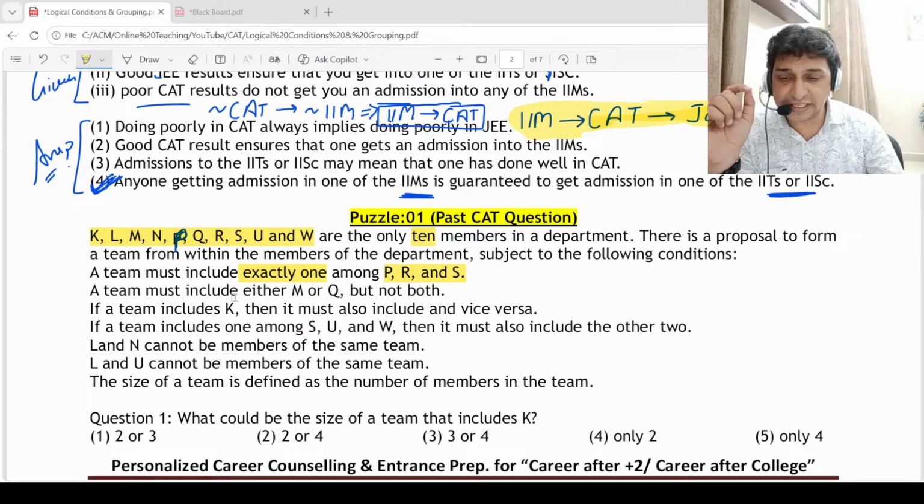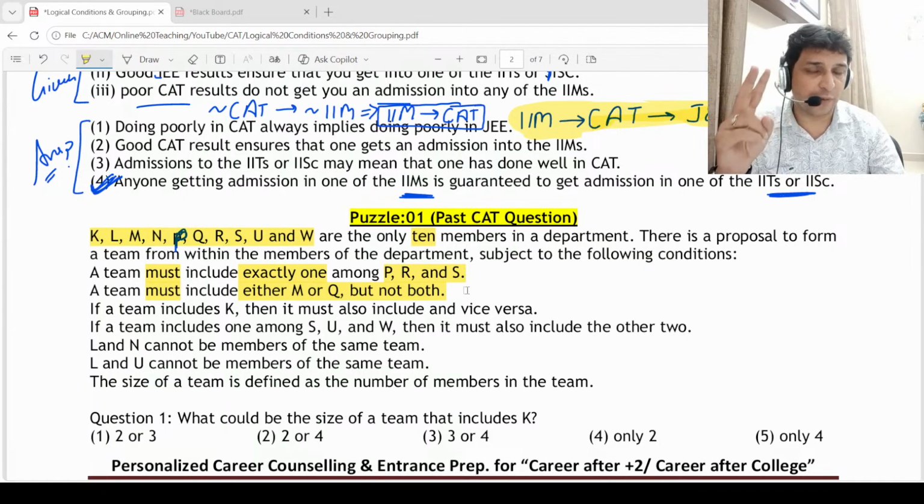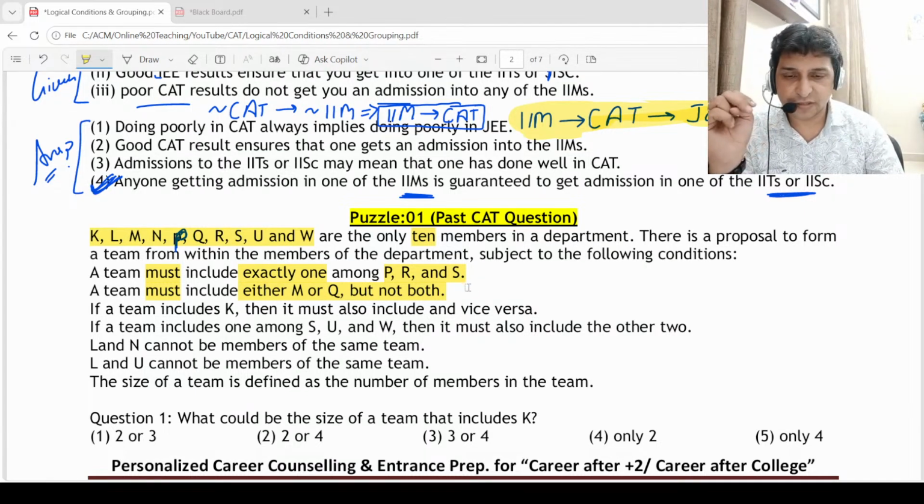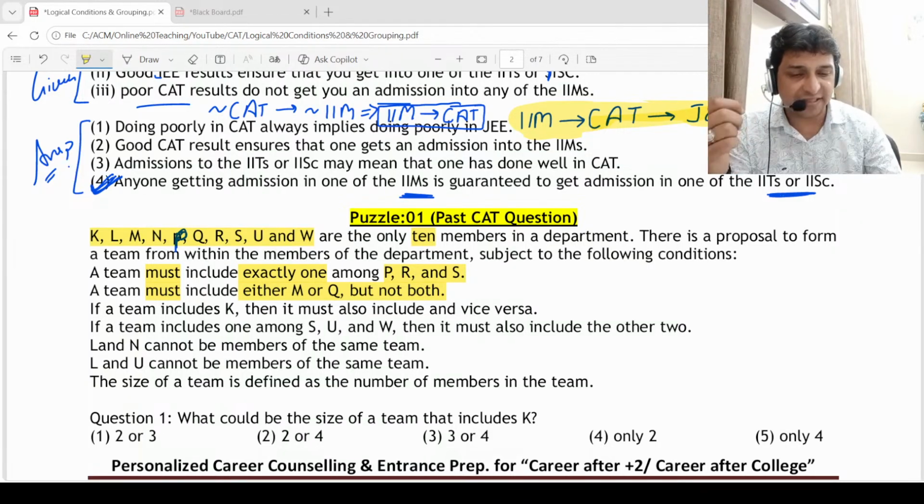The team must include either M or Q, but not both. So every team is going to have at least two members: one from P, R, S, and a second from M or Q. So out of these five, only two people can be selected. That is the first hint, because it is very important in CAT to understand the clues immediately when we do a question.